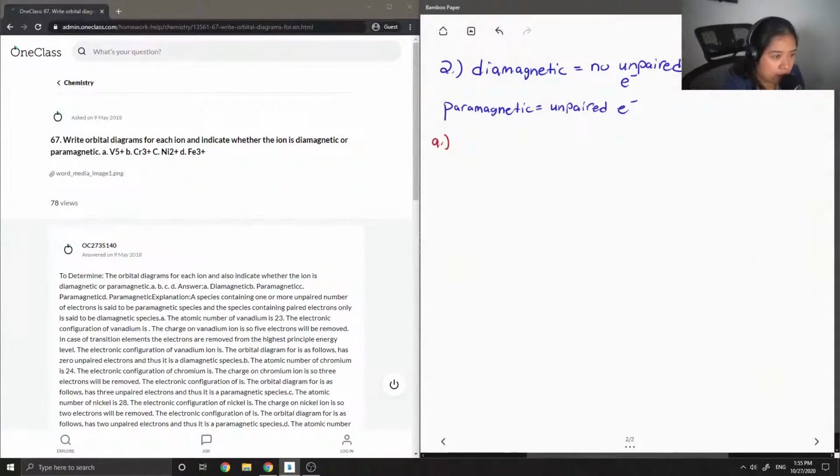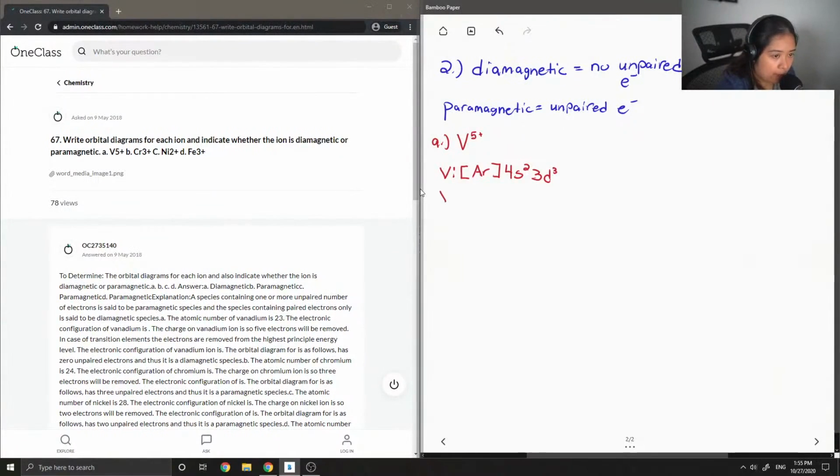So our first ion is V5+. So this is vanadium, I believe. First I'm going to write out the electron configuration for just a neutral vanadium atom. Well, not an ion because it's not charged, but basically its electron configuration is argon, 4s2, 3d3.